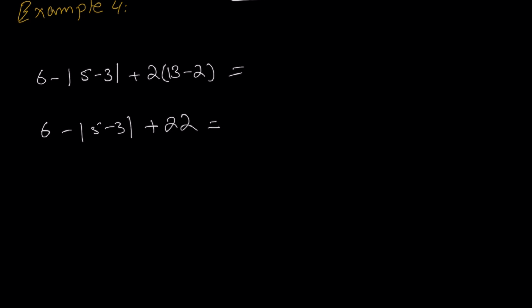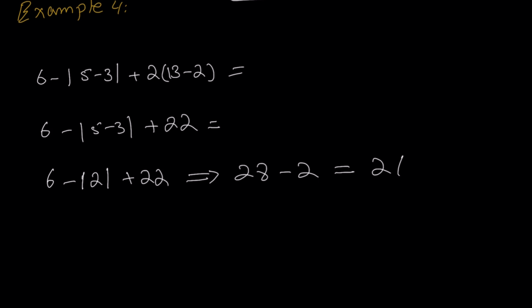Now the second step is to get rid of this absolute value. So we have 6 minus absolute 5 minus 3 is 2, plus 22. So 22 plus 6 is 28, minus 2 becomes 26. I will treat this 2 as that. 6 minus 2 plus 22 will be 26. 6 minus 2 is 4. 4 and 22, it will be 26.